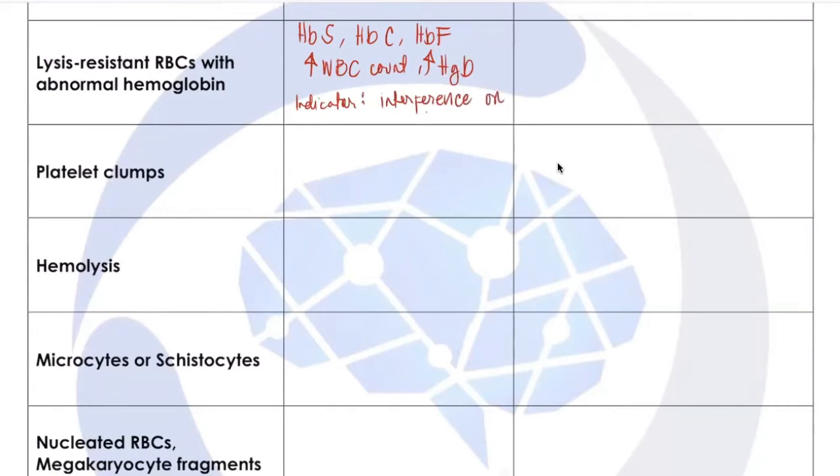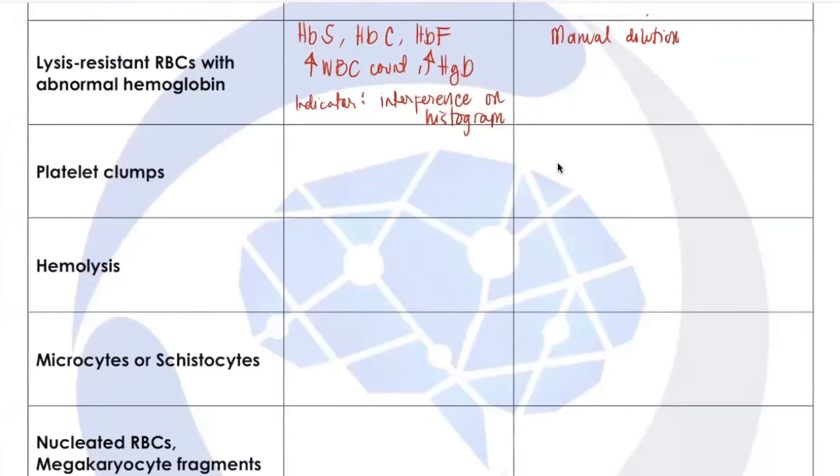Okay, interference on histogram. So what would be our remedy? We are to make a manual dilution. Maybe we could adjust the tonicity of our lysing agent, make it more hypotonic, for example. Make it more potent or stronger in order for it to lyse the lyse-resistant red blood cells.